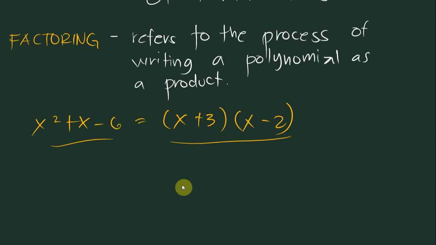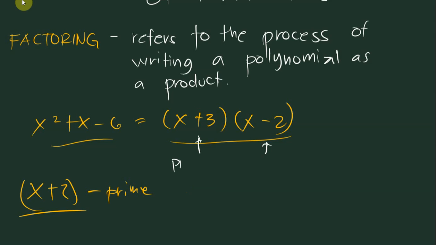Okay, so if a polynomial cannot be written as a product of two other polynomials, then the polynomial is said to be prime. Let's say, for example, you were given x plus 2. Now, for x plus 2, you can no longer factor it in terms of two other polynomials. So this is considered to be prime. Now, in our example here, x plus 3 and x minus 2 are both prime. You can no longer factor them.